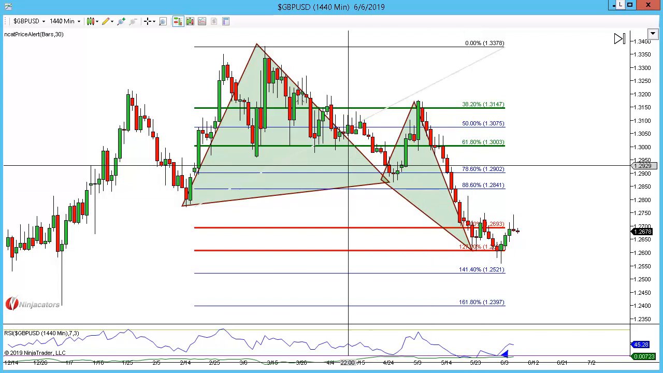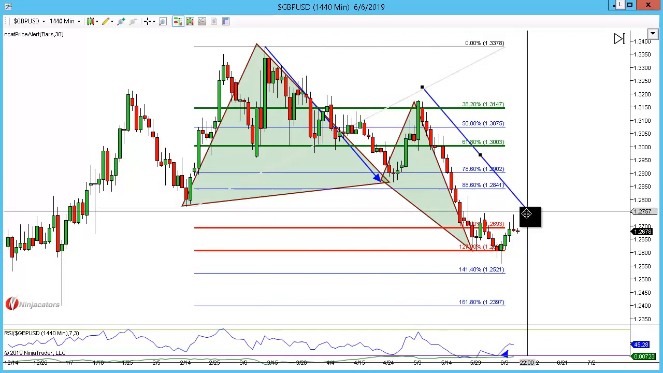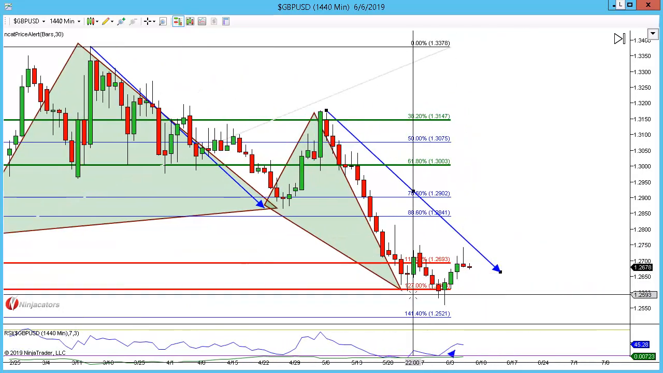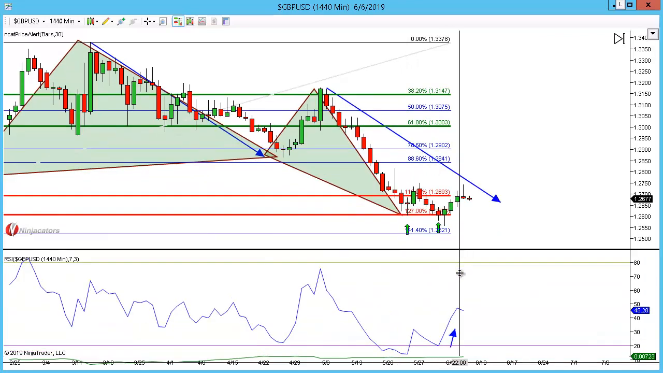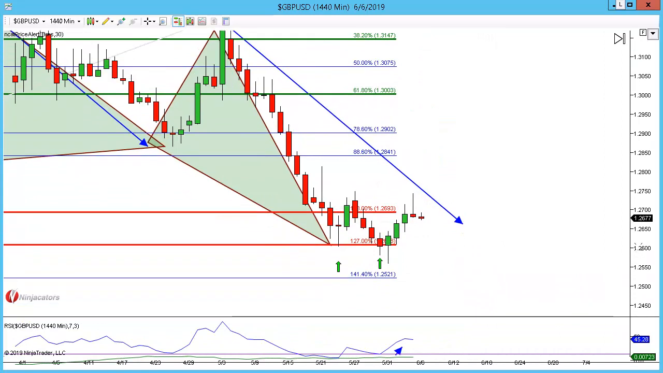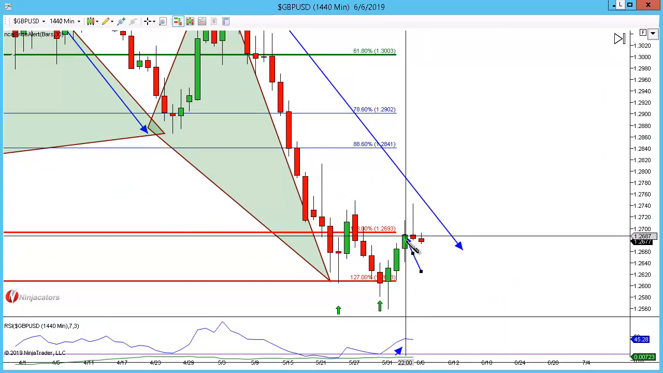Okay, down at the 127 we also had this AB equals CD pattern, just like that, and we have already come into that kill zone. We have held structure. We did have the RSI confirmation, but what we've done here, just to clarify this, is we've put in a big hammer.